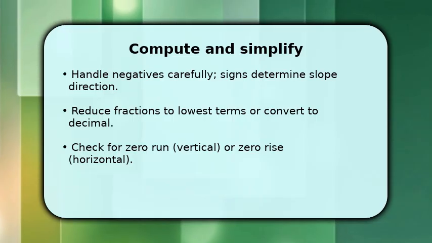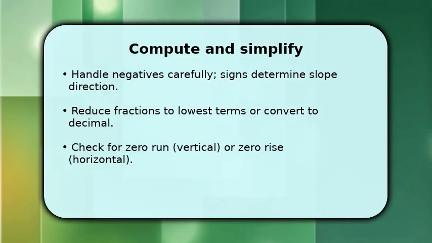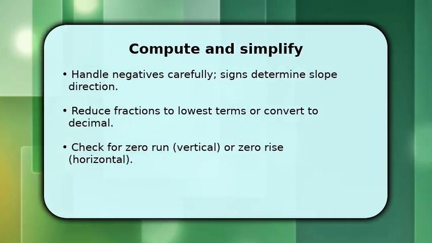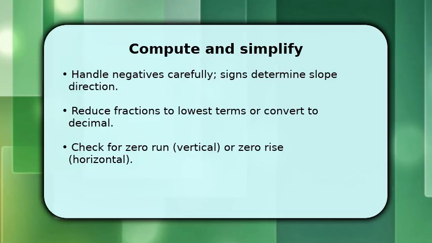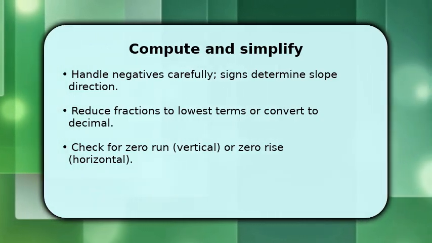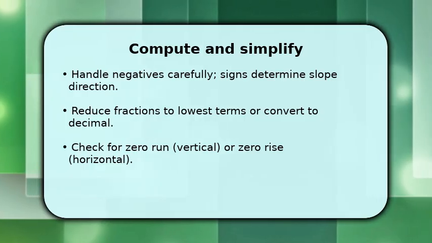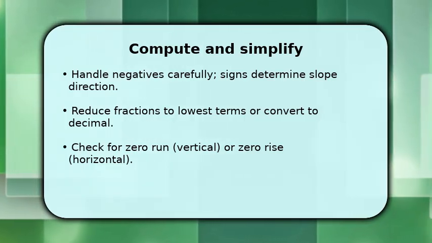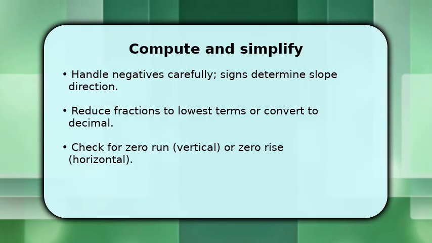Watch negative signs. A negative numerator or denominator yields a negative slope. Two negatives cancel. If run equals 0, you have a vertical line with no finite slope, so note undefined. If rise equals 0, the slope is 0 and the line is horizontal. Once simplified, double-check arithmetic to avoid small sign errors.